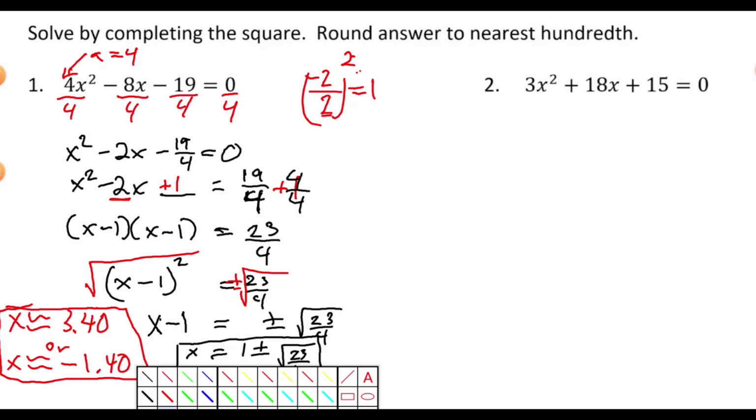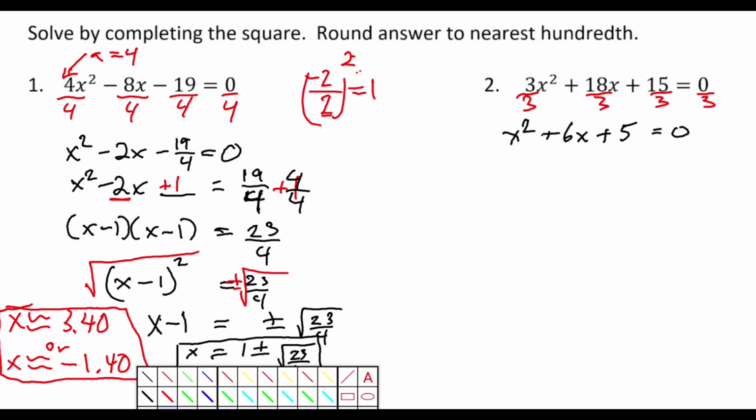So let's try problem 2, same idea. Let's make the a value equal 1, so let's divide by 3 on each side. So I'm going to divide every single, oh, this one looks like it's going to be a fraction also. That leaves me with x squared plus 6x plus 5 is equal to 0. Okay, not too bad, but now our a value is 1, so now we can complete the square.